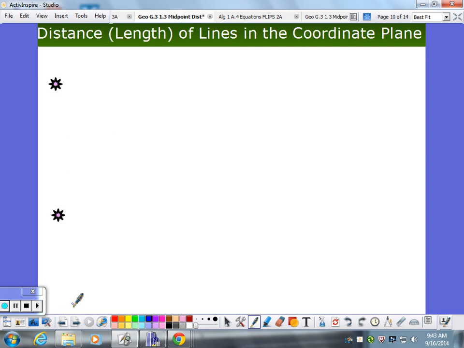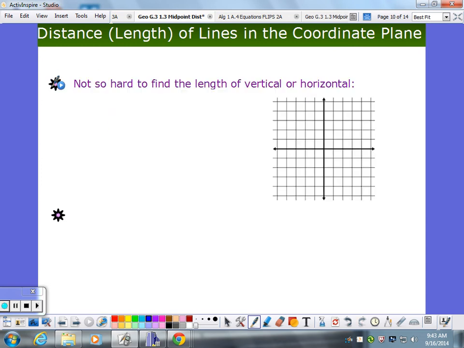Okay. All right, let's look at distance. That's on the back. Distance is the length of a line in the coordinate plane. To do this, you're going to have to know some information here. Now, first of all, if it's vertical or horizontal, easy, right? And we've already looked at these using the ruler postulate.